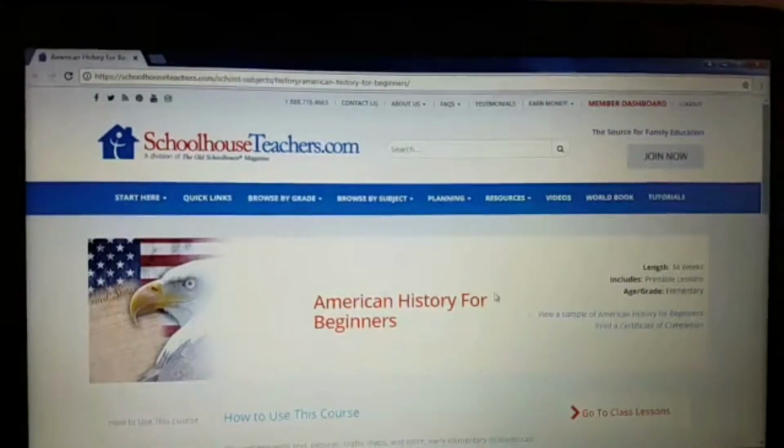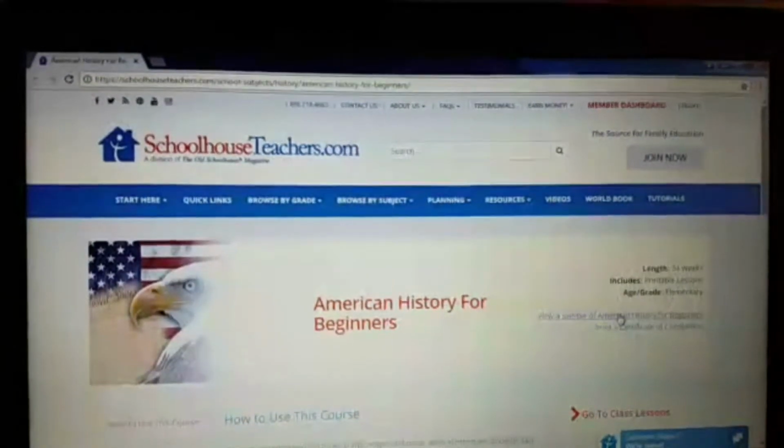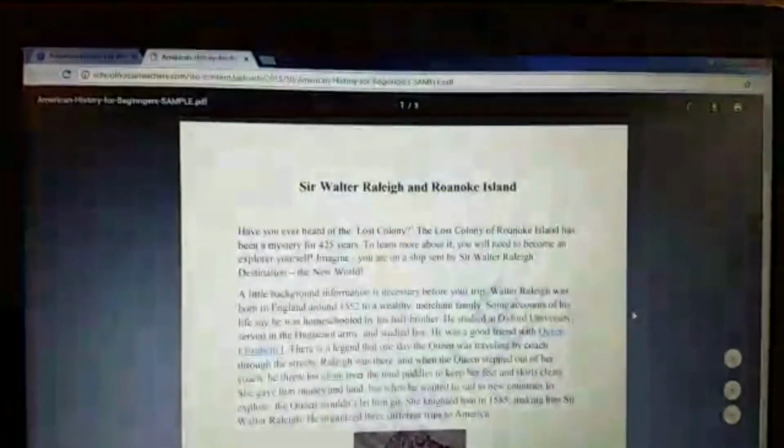Now I'm always interested in history because that's what my degree was in. So I love to look at all these great history classes on Schoolhouse Teachers. So here we have Sir Walter Raleigh and Roanoke Island. And it has vocabulary in blue, and it has pictures, and then at the end it has some activities. Learn how to play jacks, print the dots, print to connect the dots to make a sailboat, different kinds of things like that.